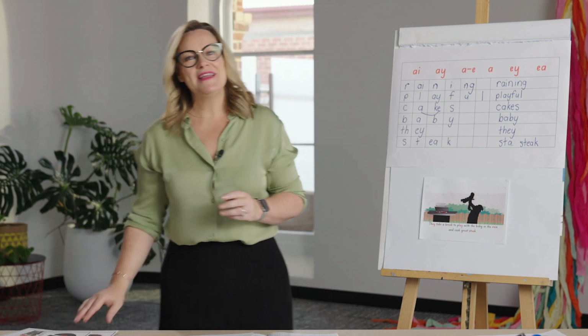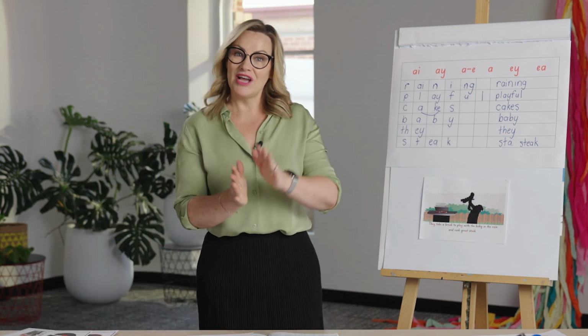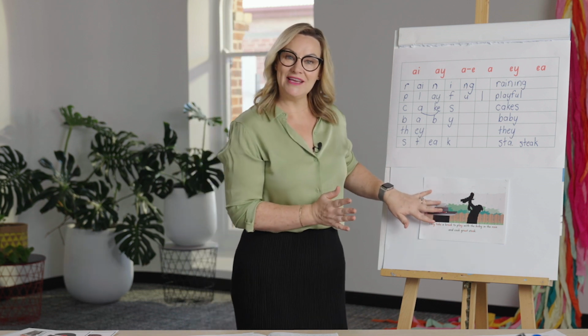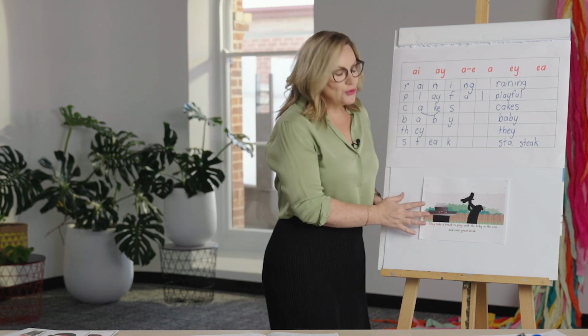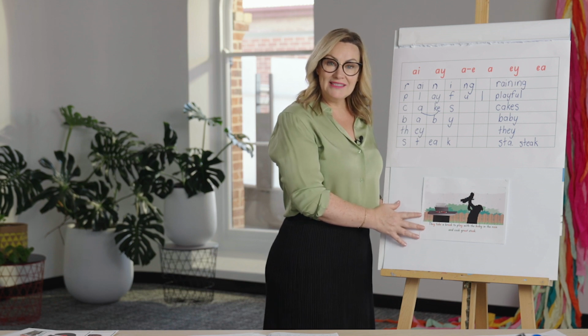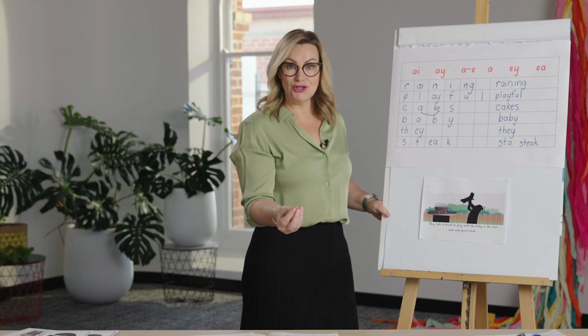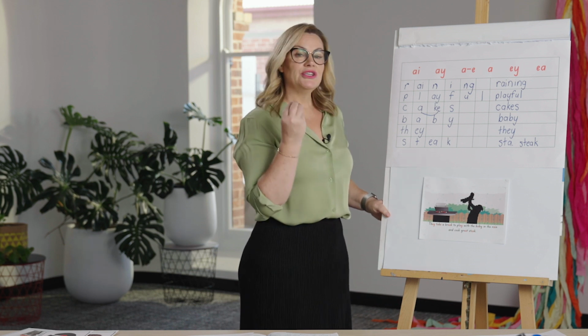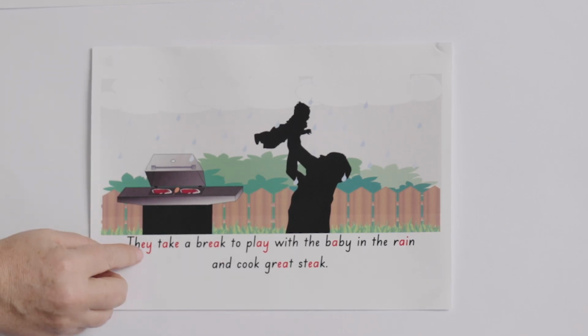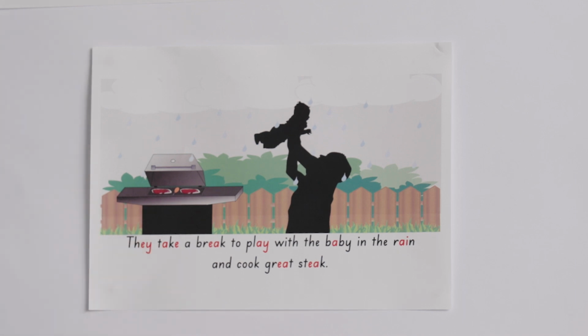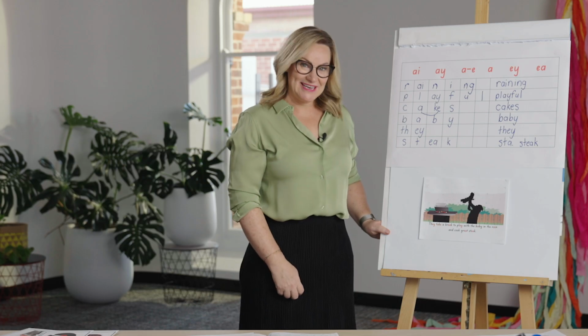So your independent task today is come over to the board again to our picture cue. So you need to write and illustrate this memory hook into your workbook today. So using a different color to represent all of the A graphemes, you will write this sentence and you can draw your own illustration.